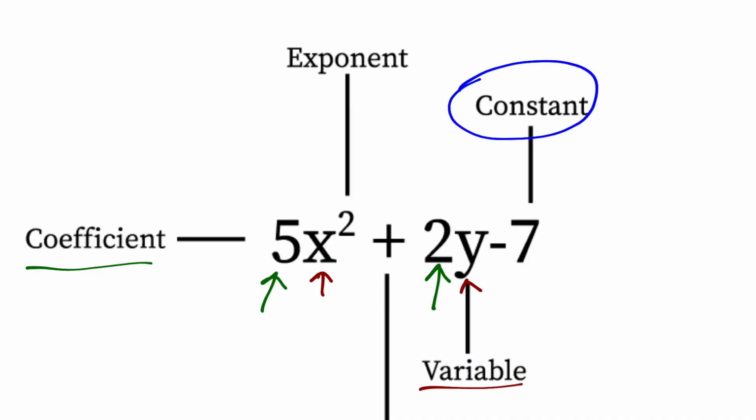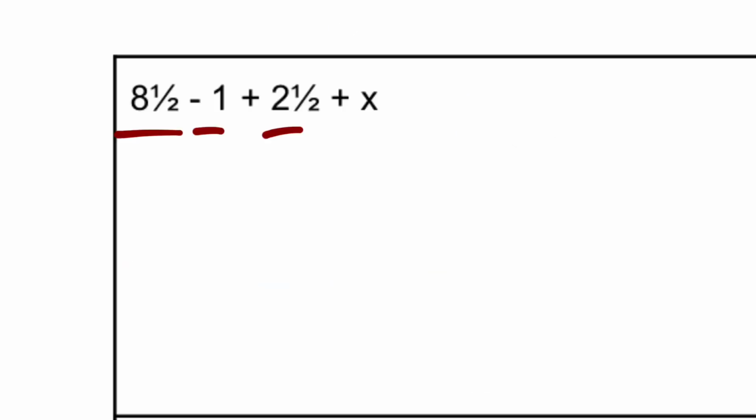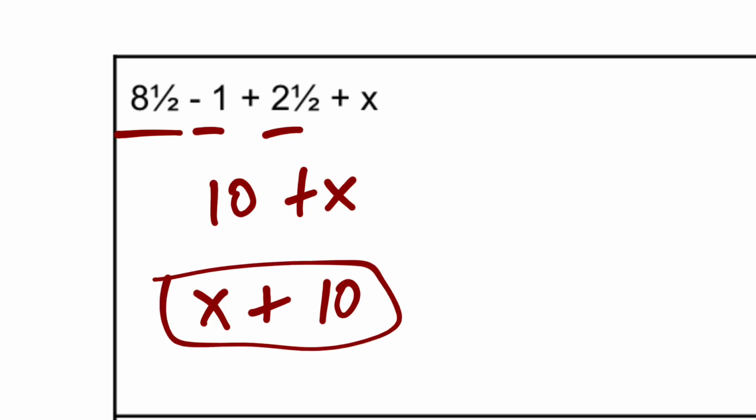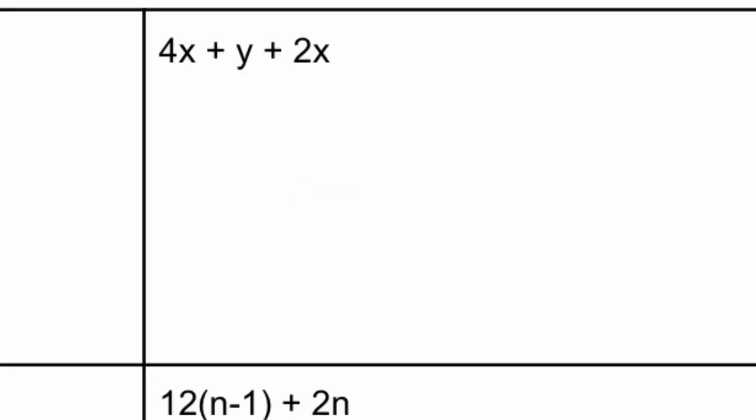Another feature we have to watch out for is exponents. These are the superscript numbers, like a 2, up in the top right. The items underlined in red are all number terms or constant terms, so I can just combine them. 8 plus 2 is 10, 1/2 plus 1/2 is 1, and then minus 1. So 10 plus x. A convention of math is that we tend to write the letter first. We don't solve anything, we just simplify where we can by combining like terms.